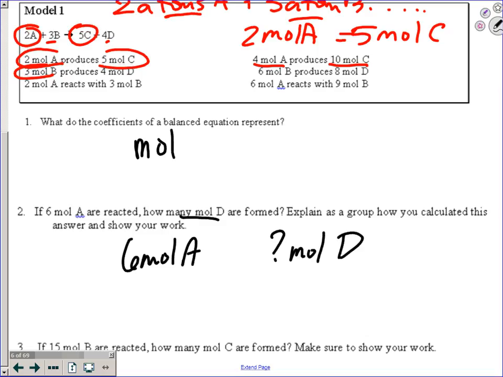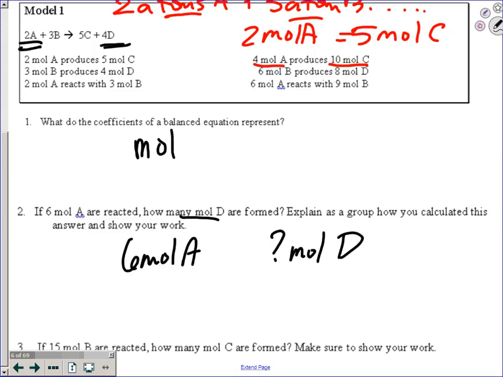So what is the ratio between A and D, according to the recipe up here? What's the ratio between A and D? 2 to 4, right? You guys have a paper in front of you, you can't see this. So for every 2 A's, we make 4 D.